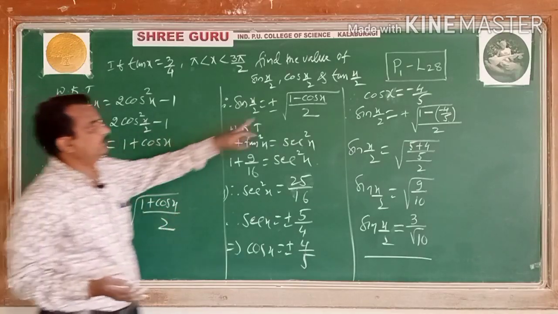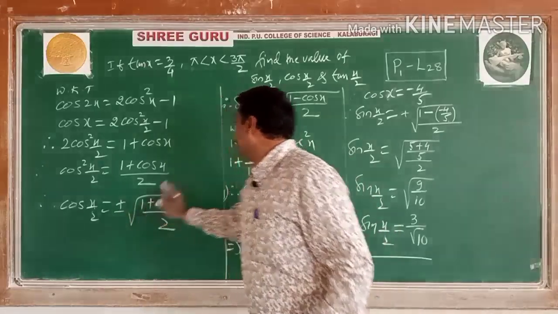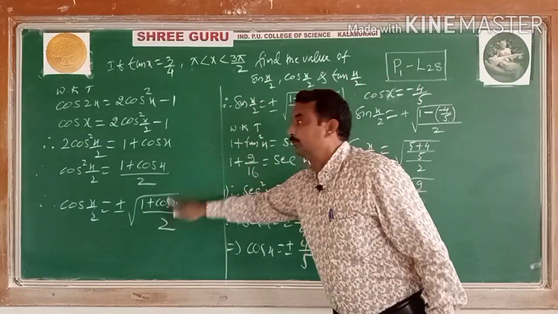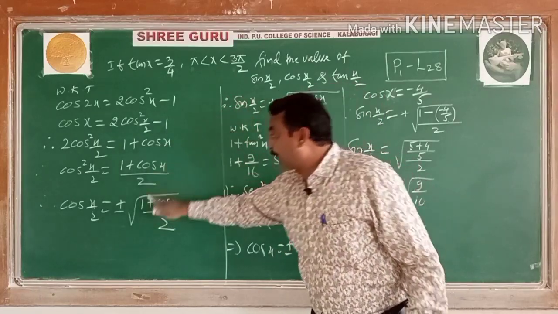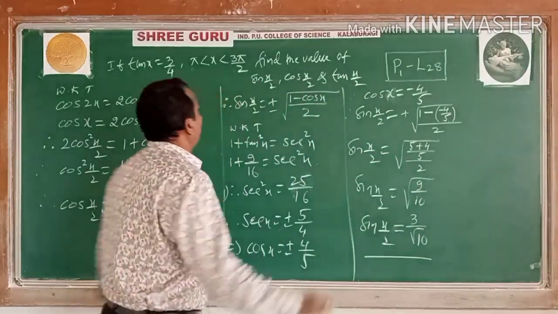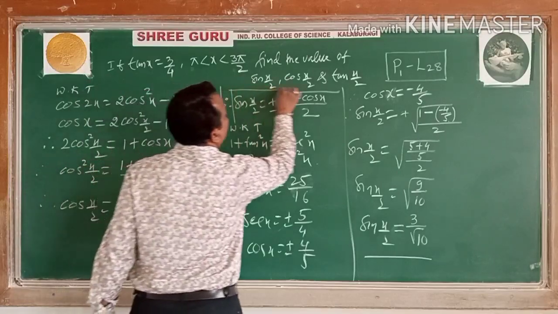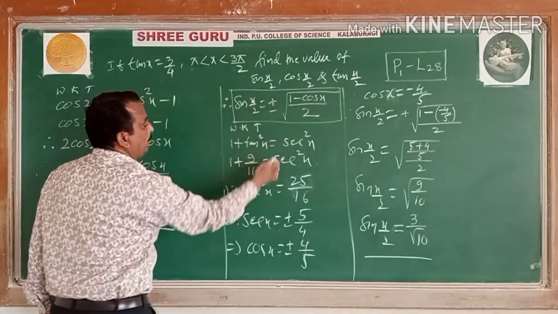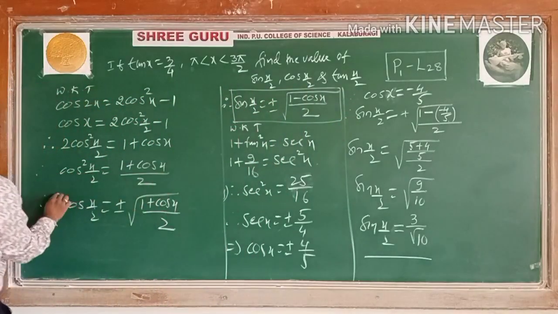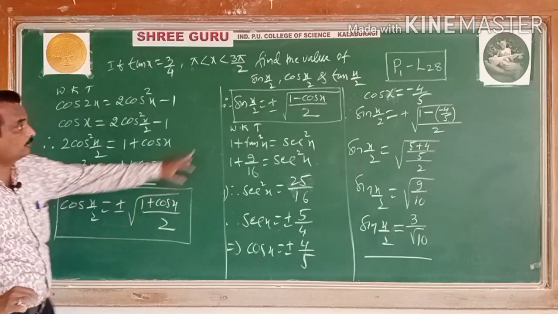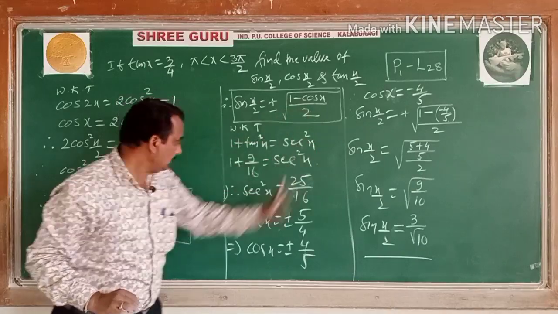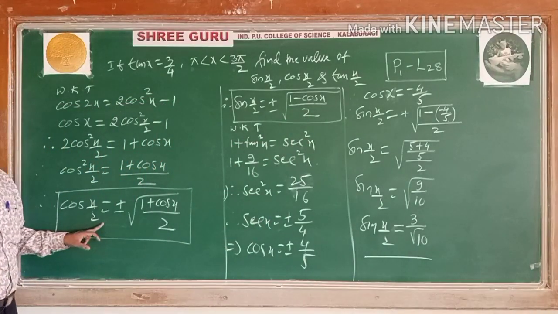So therefore cos x by 2 is equal to plus or minus root of 1 plus cos x by 2. What is the difference here? This is minus and this is plus. You should remember both the formulas. These are the two formulas of sin x by 2 and cos x by 2. Depending upon the quadrant, you should take positive or negative. This is the sin x by 2 formula and cos x by 2 formula, the half angle formulas. Remember the formulas, students.